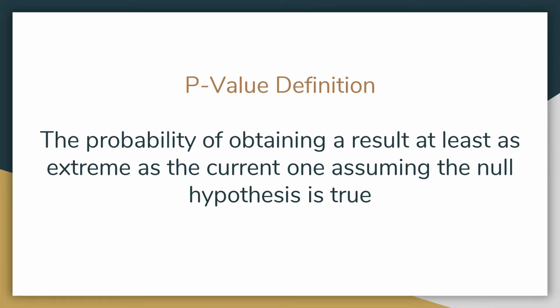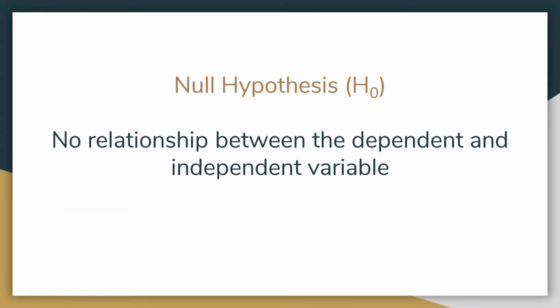P-values represent the probability of obtaining a result at least as extreme as the current one, assuming that the null hypothesis is true. This is also a measurement that tells us how much our observed data disagrees with the null hypothesis, and whether the relationship that you observe in the sample also exists in the larger population.